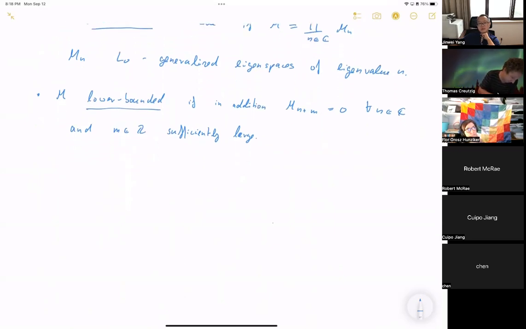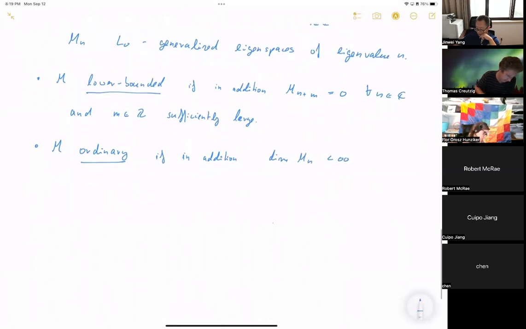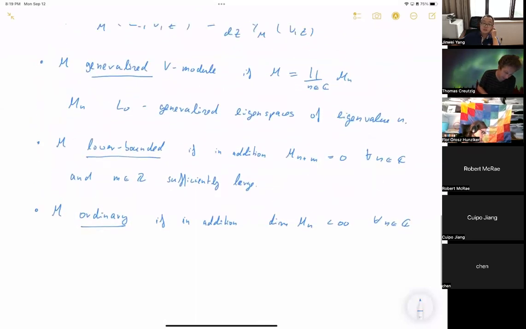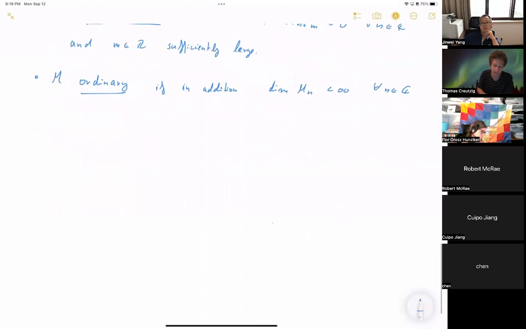And then ordinary modules are those lower bounded modules that have in addition the really nice property that each weight space is finite dimensional. Usually you also require that L0 acts semi-simply on ordinary modules, but I decided to leave it out here. So this is just the definition of module and a few special types of modules.